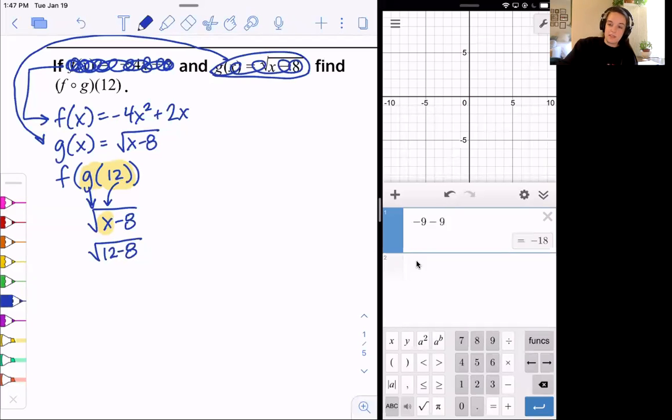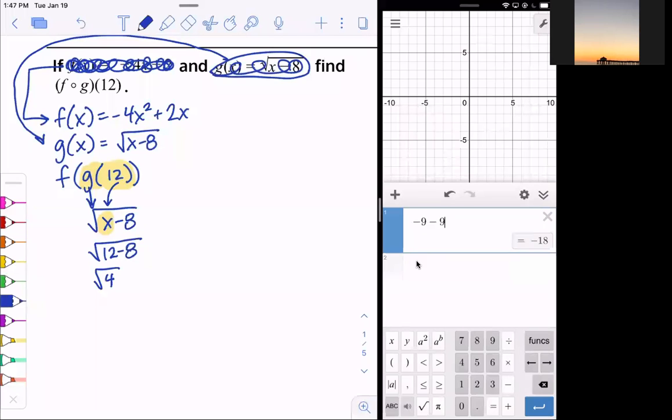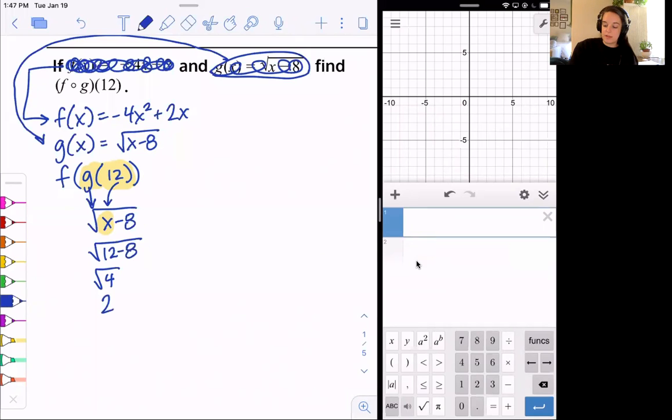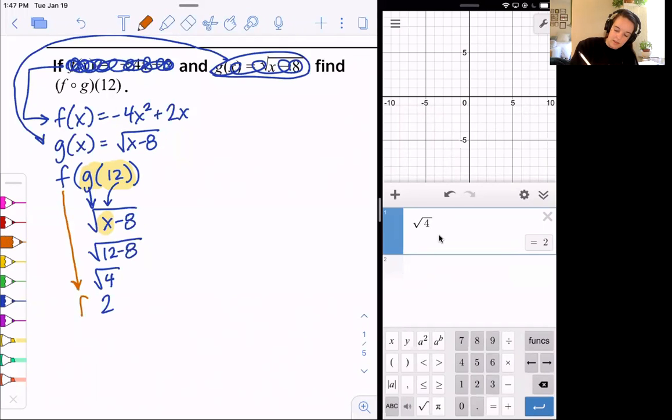So you just do 12 take away 8, and then that would be 4, and then you square root that, and it'll be 2. Square root would be 2. Awesome. Thanks, Gabby. If you're having a hard time with square root, don't forget you can do the square root of 4 on your calculator. It's going to give you 2. Perfect.